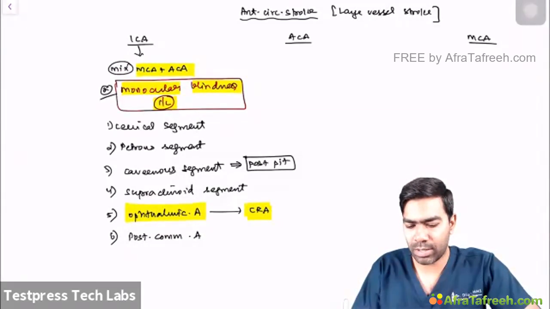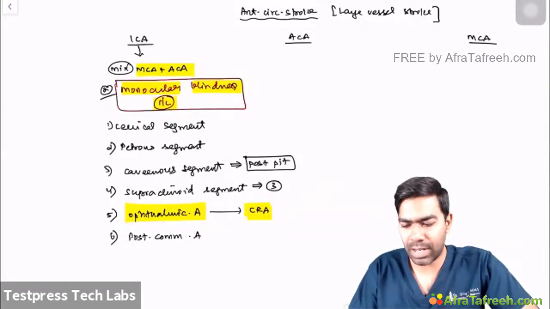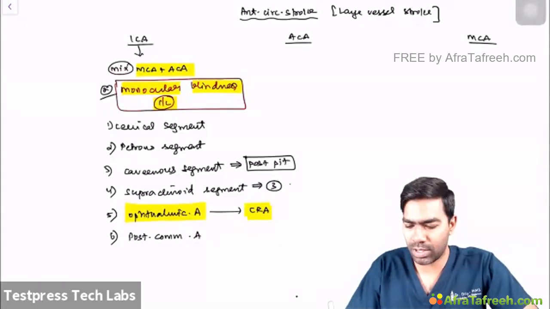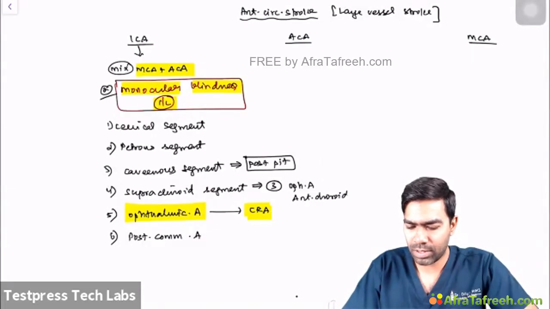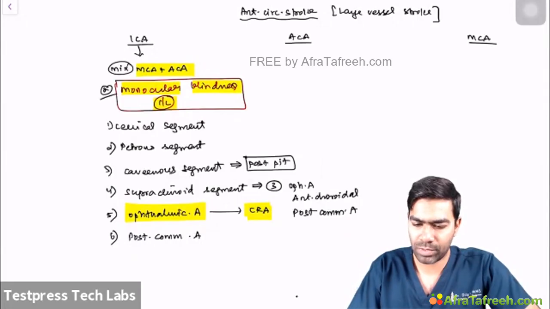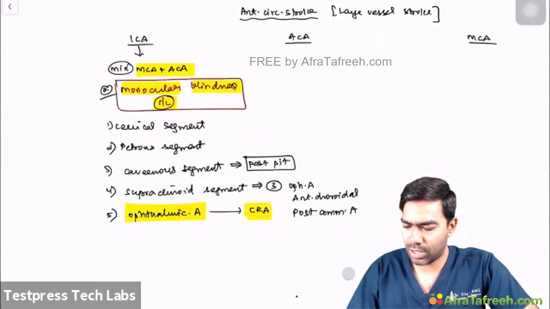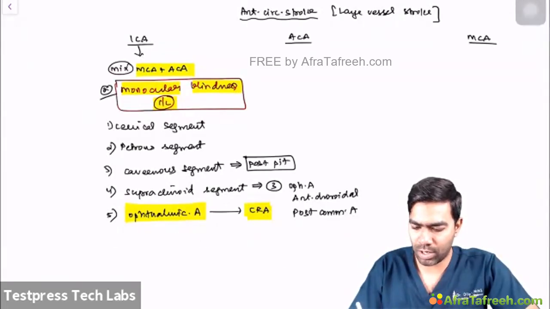And the supraclinoid segment gives rise to basically 3 branches. If you want to know what are the 3 branches that the supraclinoid segment is going to give, one is the ophthalmic artery, of course. So you can remember that it is going to come from there. And of course, it's going to be the anterior choroidal artery. And the third one is the posterior communicating artery. So I missed one thing, that is the anterior choroidal artery, I think, here. Before the posterior communicating, there should be the anterior choroidal.